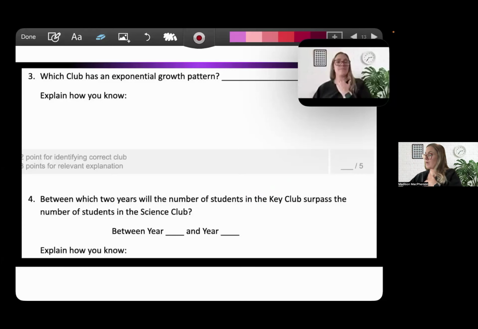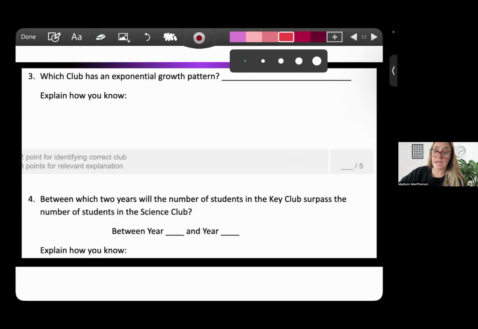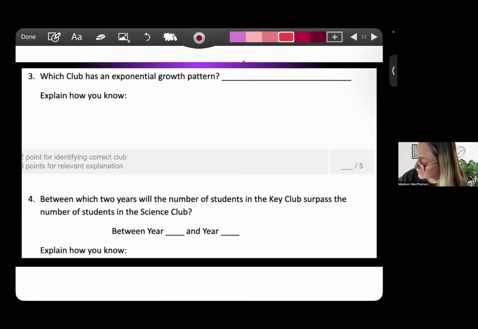Okay, so now we are back to our questions. It says, which club has an exponential growth pattern? That is going to be the club that has the curve. So if you look up at your graph again, the one that had the curve was the Key Club.